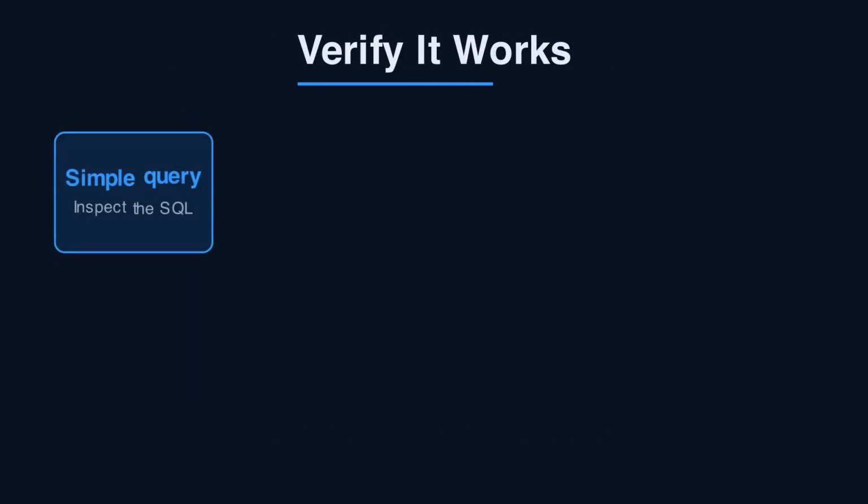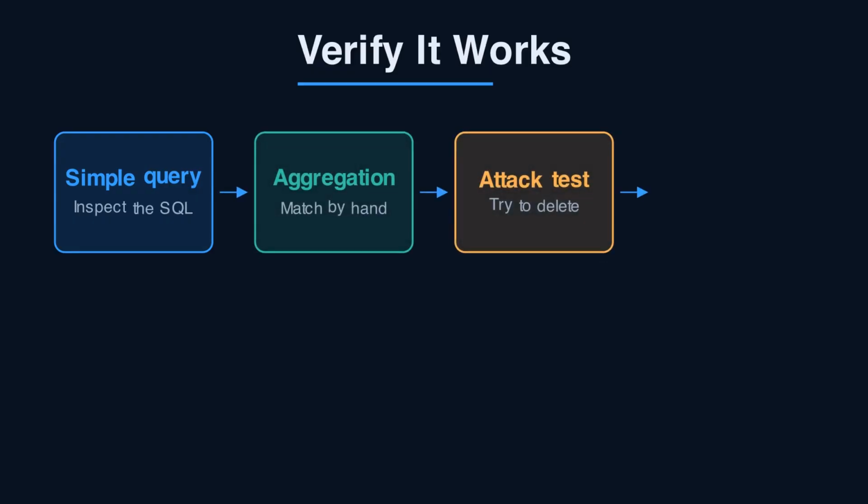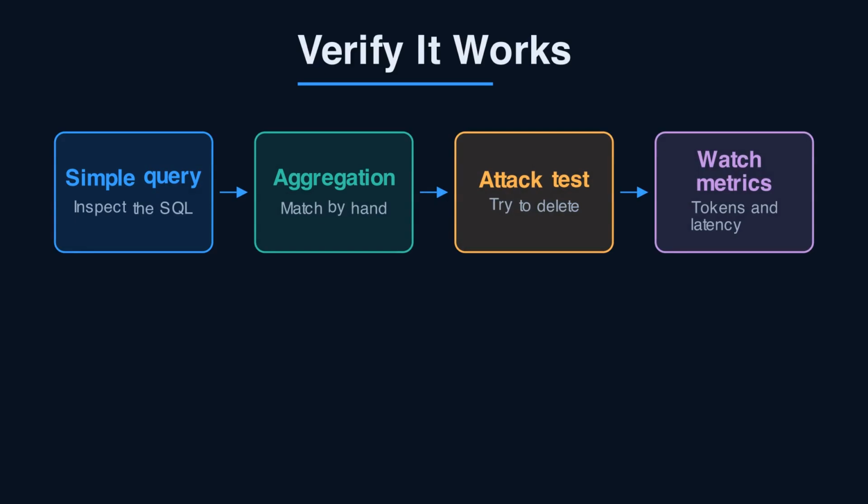Now prove it. Ask a simple question and confirm the generated SQL appears in your logs and matches intent. Ask an aggregation question, like totals by month, and check the numbers against a query you run by hand. Then try to break it. Ask it to delete a table and confirm the request is refused or fails at the read-only boundary. Test an ambiguous question and see if it picks reasonable columns. Watch token usage and latency, since a big schema in every prompt adds up. When real questions return correct, grounded answers and destructive attempts fail safely, you're done.